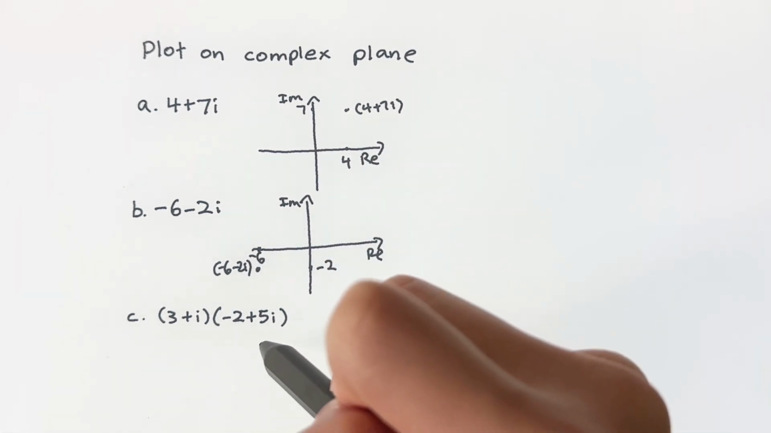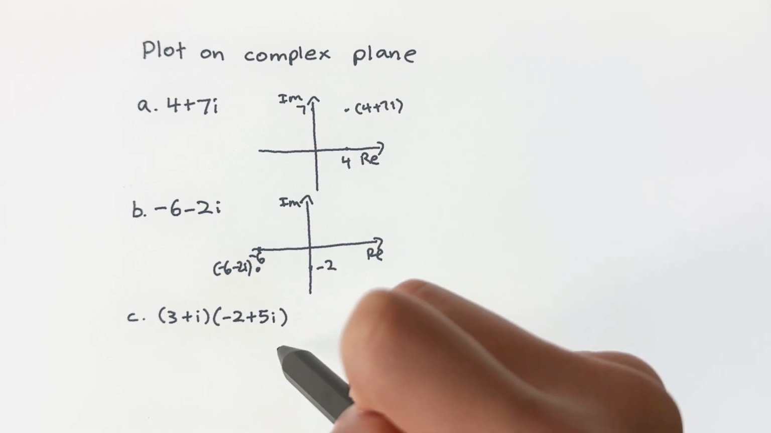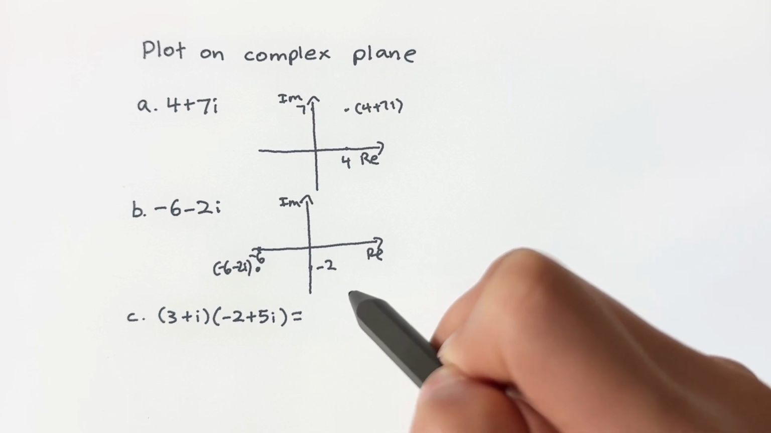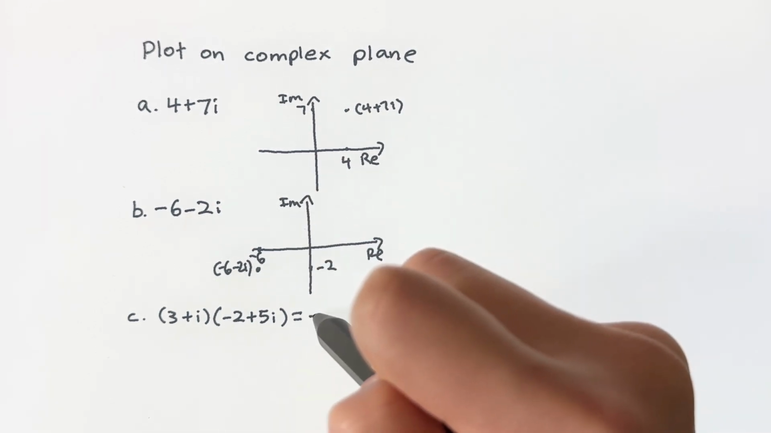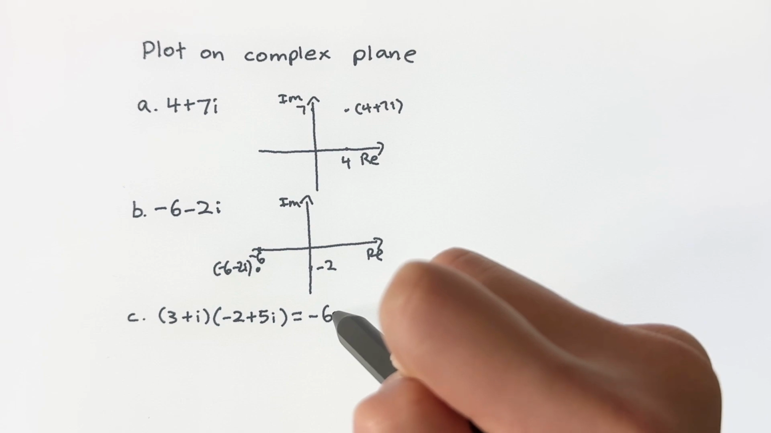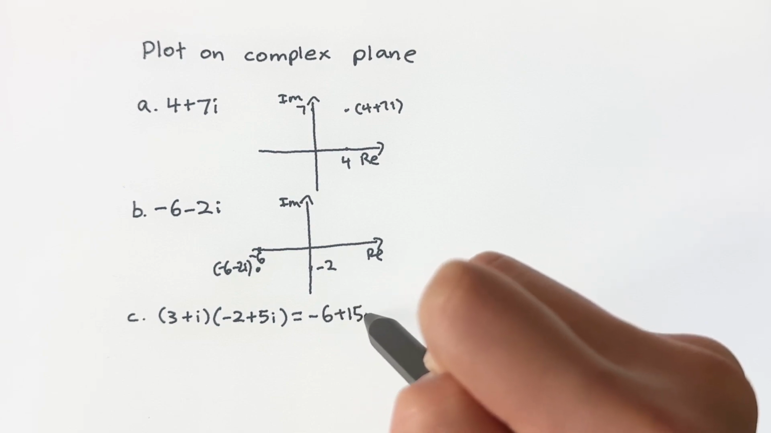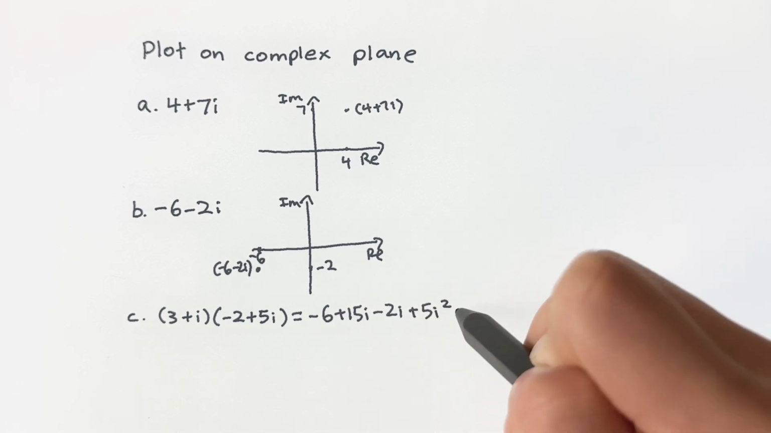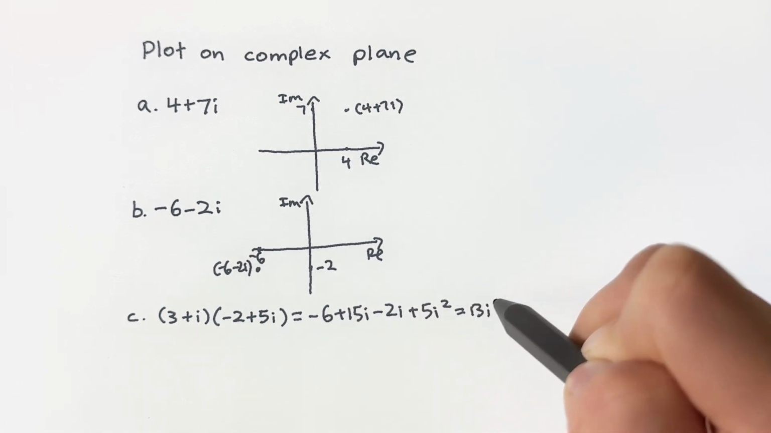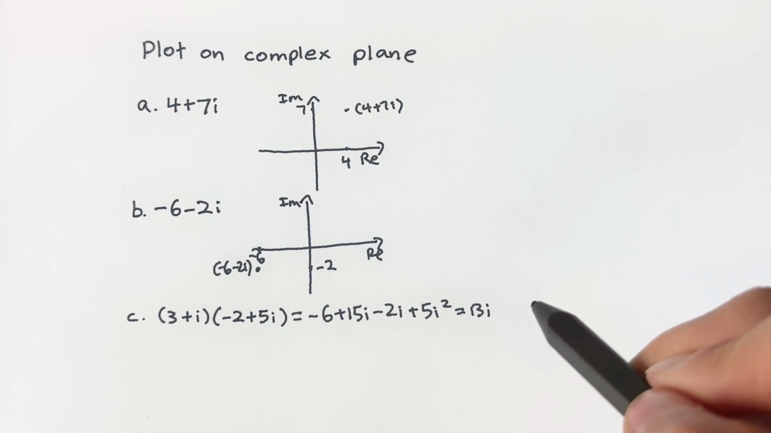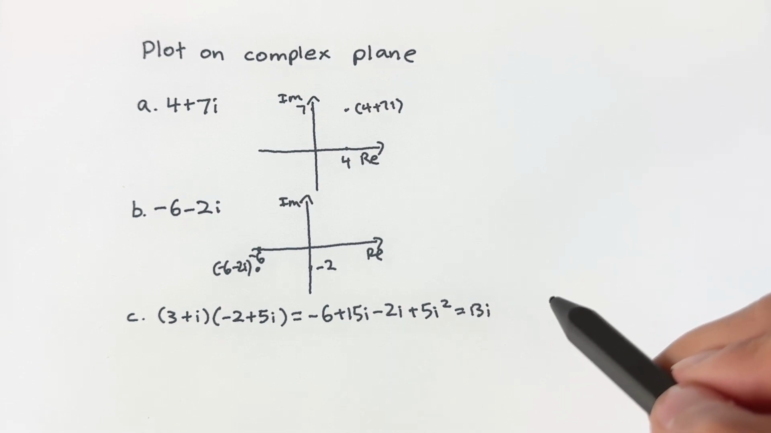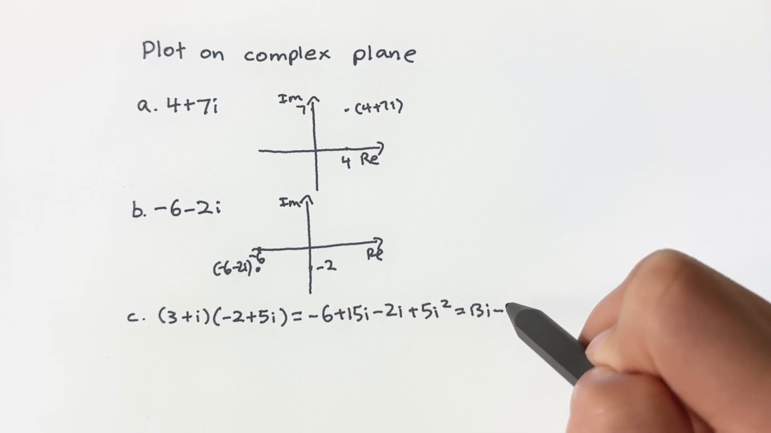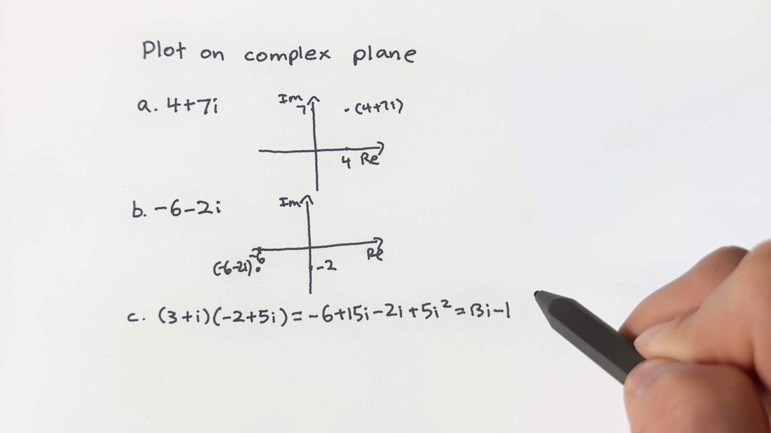For the last one, you first have to expand the parentheses, so we can get it into the form of a plus bi. So it'll become negative 6 plus 15i minus 2i plus 5i squared, which equals 13i. 5i squared equals negative 5 because i squared equals negative 1. So it will become negative 11 plus 13i, which is 13i minus 11.